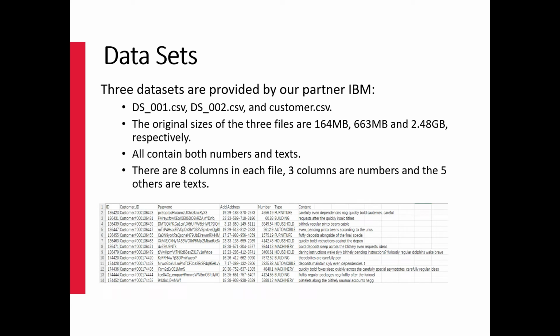The datasets we use are provided by our partner IBM, which are 3 CSV files called DS001, DS002, and customer. The original sizes of the 3 files are 164 megabytes, 663 megabytes, and 2.48 gigabytes. And all contain both numbers and text. There are 8 columns in each file, 3 columns are numbers and the others are text.